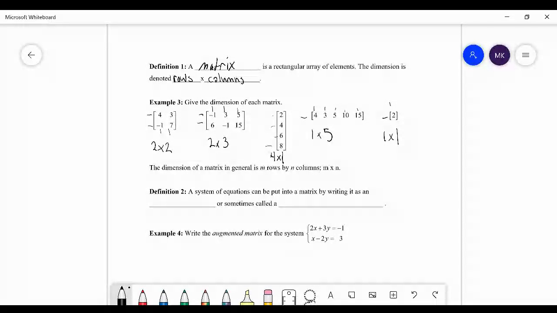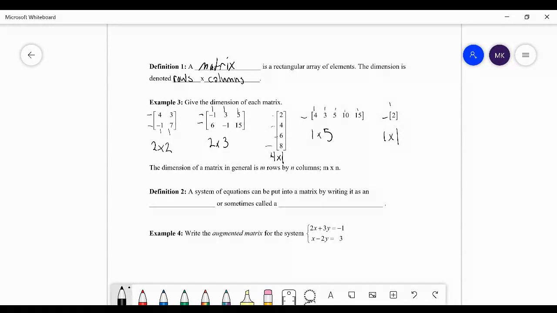Being able to identify the size of a matrix is an important ability, especially if you're doing certain matrix operations. We aren't going to do those a whole lot, but I guarantee you I'm going to ask you to identify the dimensions of a matrix. So know how to do this. In general, if a matrix has m rows and n columns, we say it is an m by n matrix. That's our generic notation for matrix dimensions.